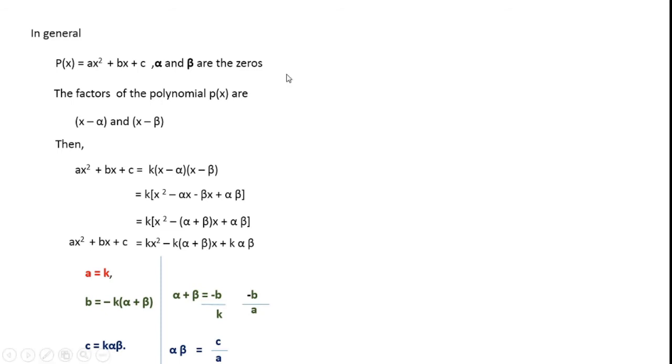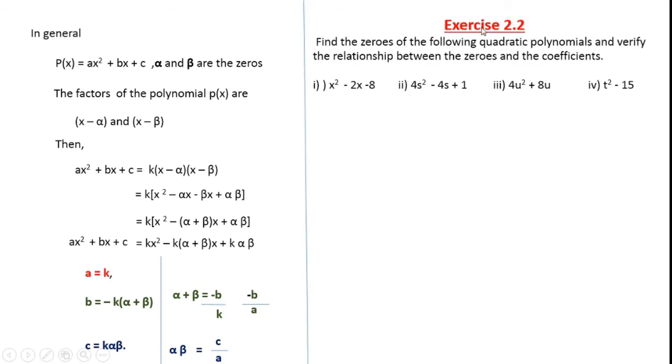Now we'll go to the exercise. Exercise 2.2. The first question is, find the zeros of the following quadratic polynomials and verify the relationship between the zeros and coefficients. How to find the relationship between zeros and coefficients, we already discussed. Based on this principle, we can find. So the first one is x square minus 2x minus 8.